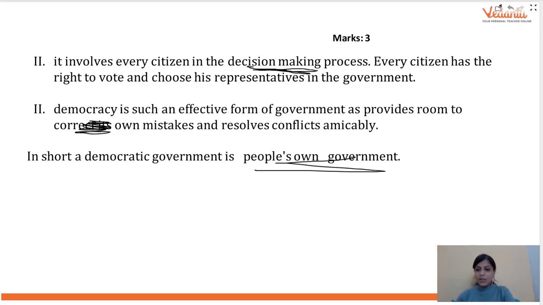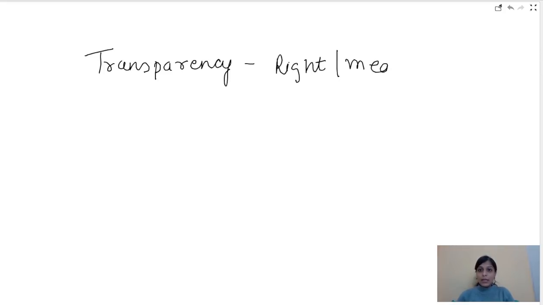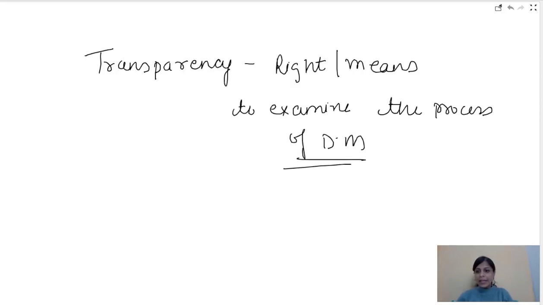Before I proceed to the next question, guys, what if they ask you what is meant by transparency? Transparency is the right or the means to examine the process of decision making. This is the definition I wanted to give you.